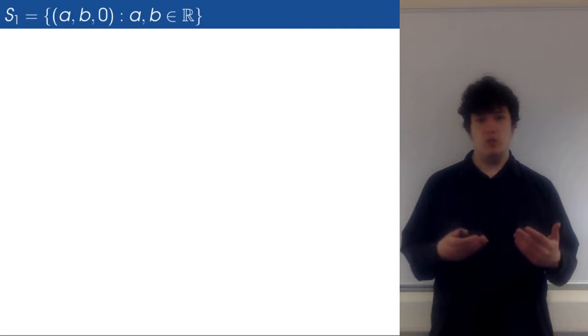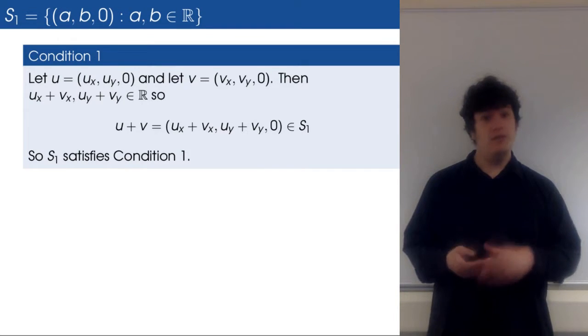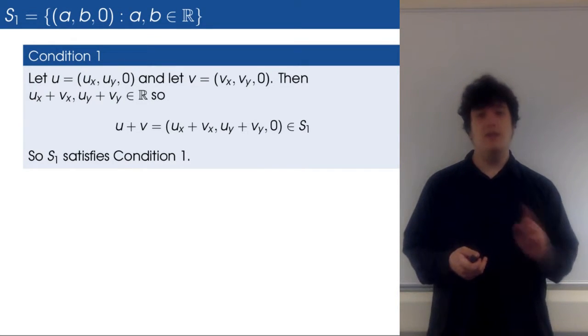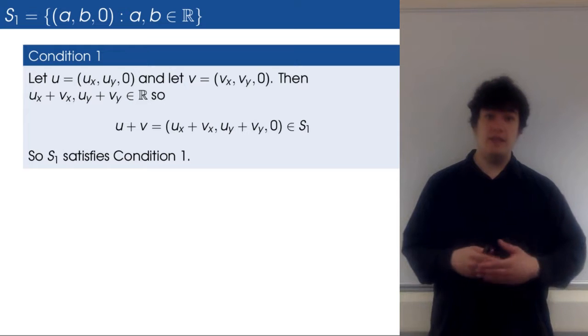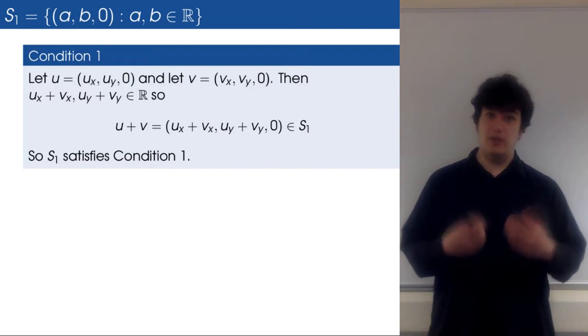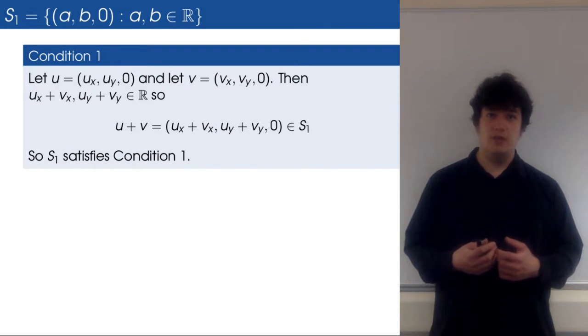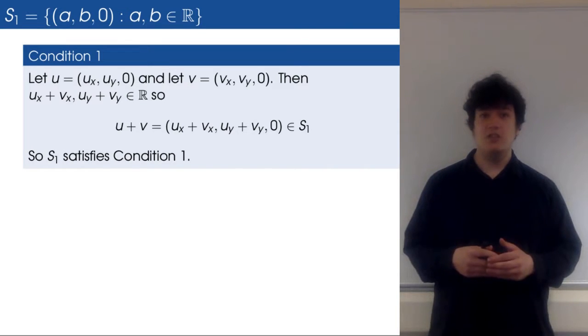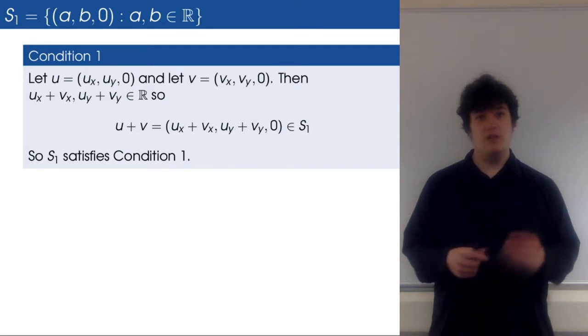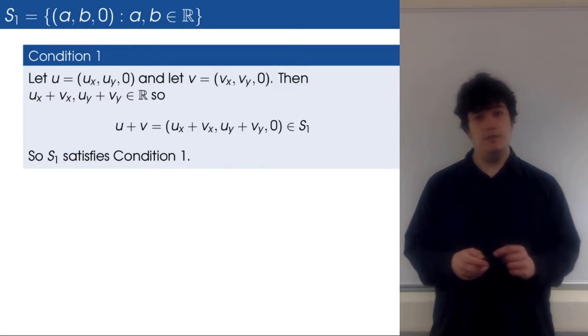So let's first look at S1. This is the situation where the first and second coordinate can be anything, but the third coordinate must be 0. So we're going to look at condition 1, and we're going to do a direct proof. So let U and V be arbitrary elements of S1. Then we add them together, and through some calculation, we see that we end up with something that's also in S1. So S1 satisfies condition 1.